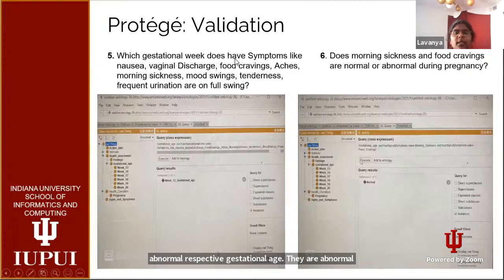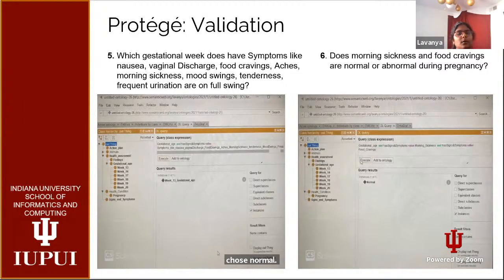Fifth: which gestational week has symptoms like nausea, vaginal discharge, food cravings, aches, morning sickness, mood swings, tenderness, frequent urination, or is on full swing? The answer would be week 13 gestational age. And the sixth question is: are morning sickness and food cravings normal or abnormal during pregnancy? The reasoner shows normal. With these 6 questions, I was satisfied with how the model is working.